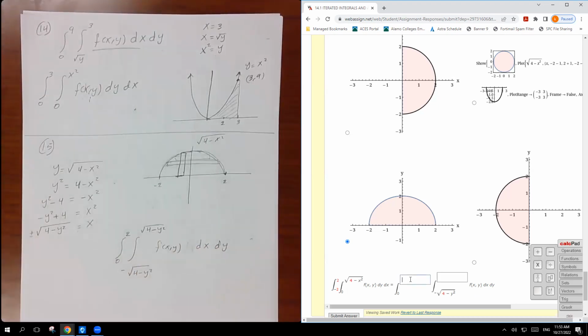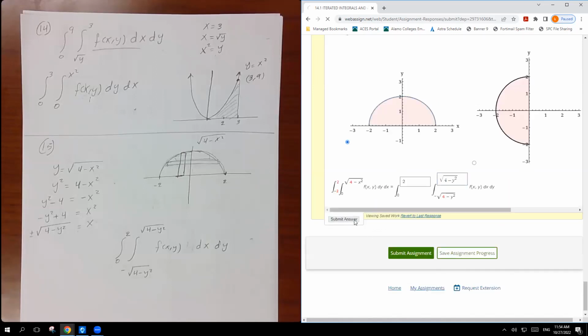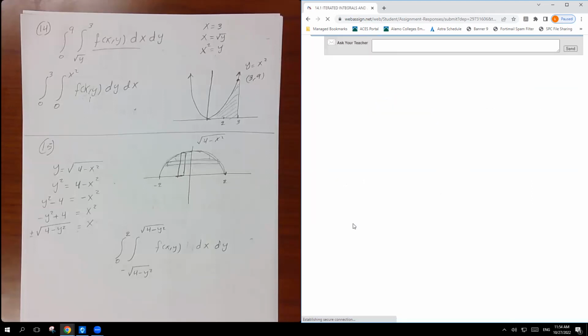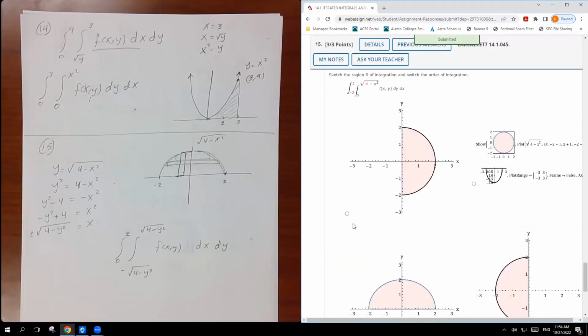So we're just going to type here from 0 to 2. And we're going to type here positive, no, this is square root of 4 minus y squared. Let's check. There we go. We got it.